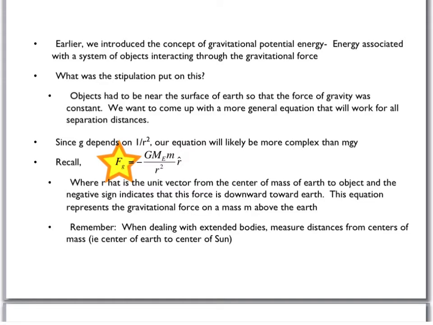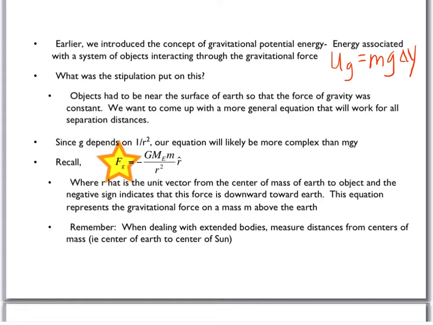Now earlier we introduced the concept of gravitational potential energy. That was energy associated with a system of objects interacting through some sort of gravitational force. But remember, we did put a stipulation on using this gravitational potential energy in the way that we initially introduced it. We initially introduced it to simply be a mass times a gravity times some sort of change in position or a height.